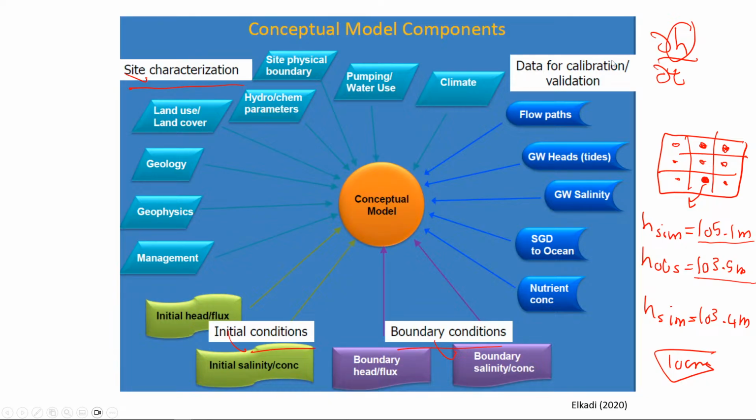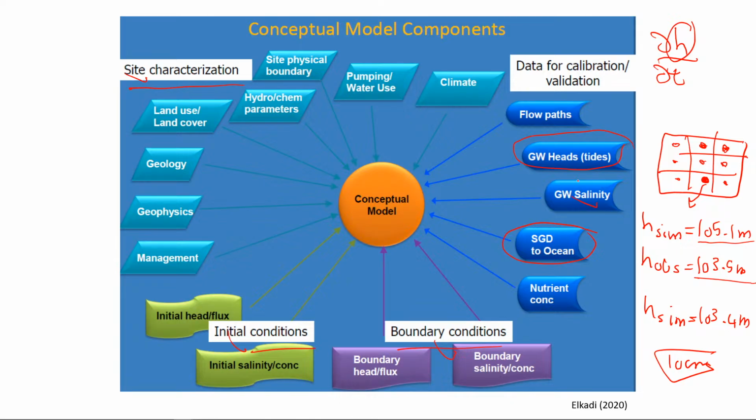But sometimes your model is not only producing head. Your model is also producing discharge. If this is a coastal model of a coastal aquifer, then you have discharge to the ocean. That's called submarine groundwater discharge. So again, you see how much submarine groundwater discharge my model is predicting at this location. You measure it in the field. There are ways to quantify this also, and then you compare them. You could also be doing not only a flow model, but also a transport model, like salinity.